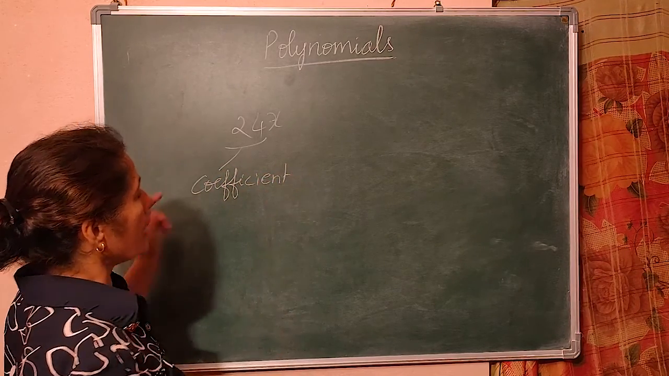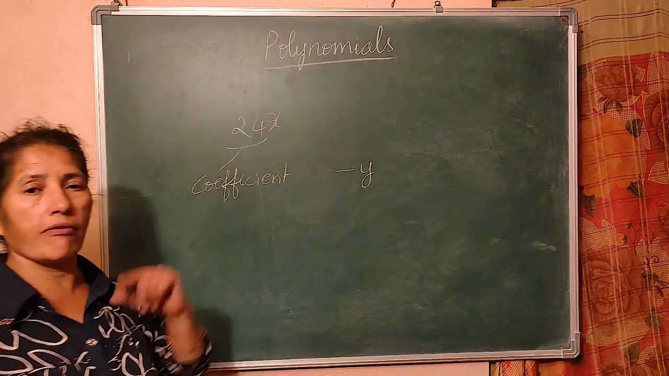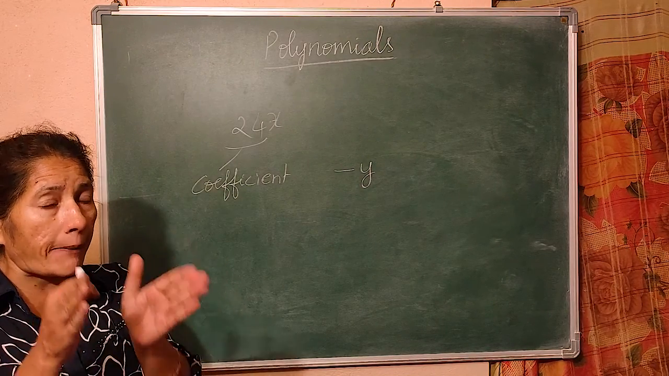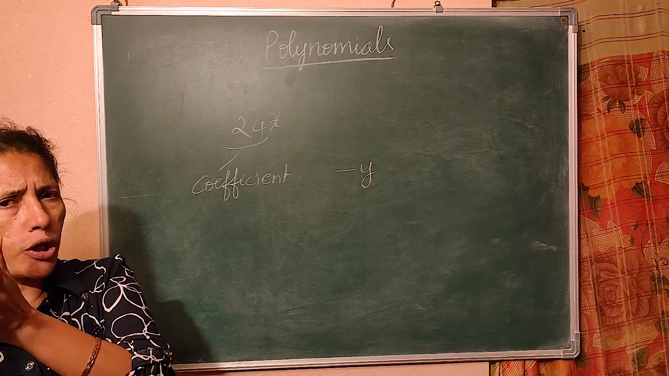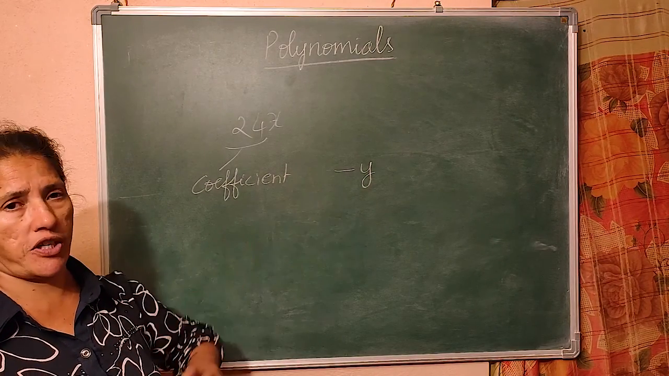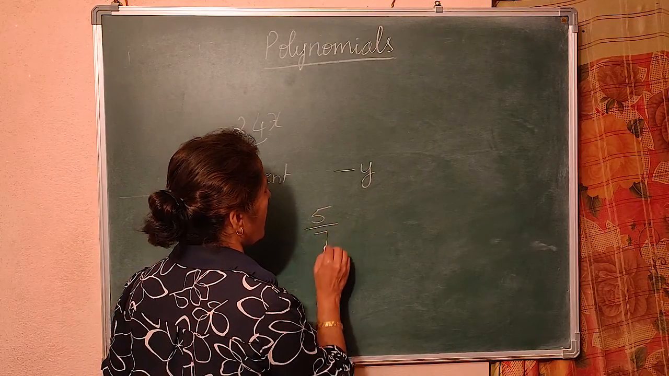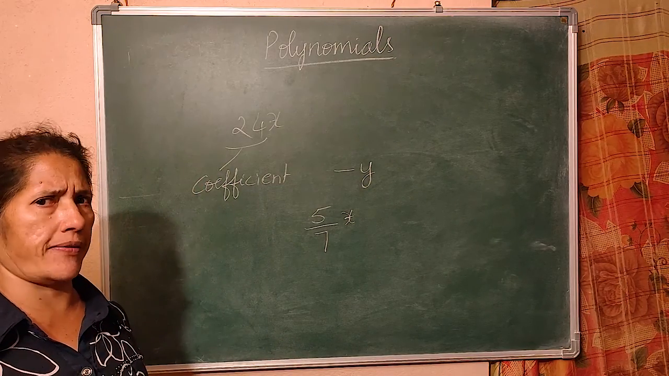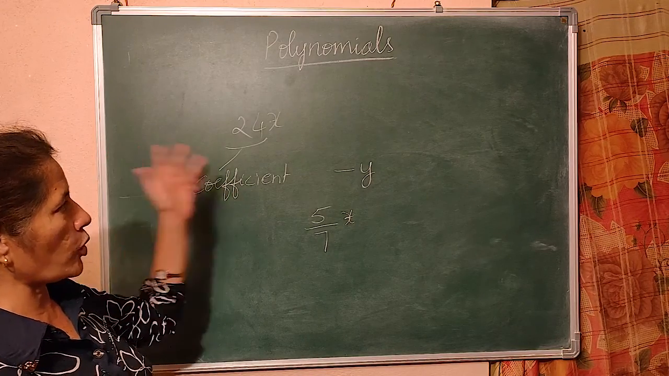You understand? Now if we say minus y, what is the coefficient of y? Minus 1. You understand? Whatever number you have multiplied to the unknown number or to the variable, it is called coefficient. Suppose if I write 5 by 7 x, then what is the coefficient of x? 5 by 7. Did you understand? So you understood what is monomial.